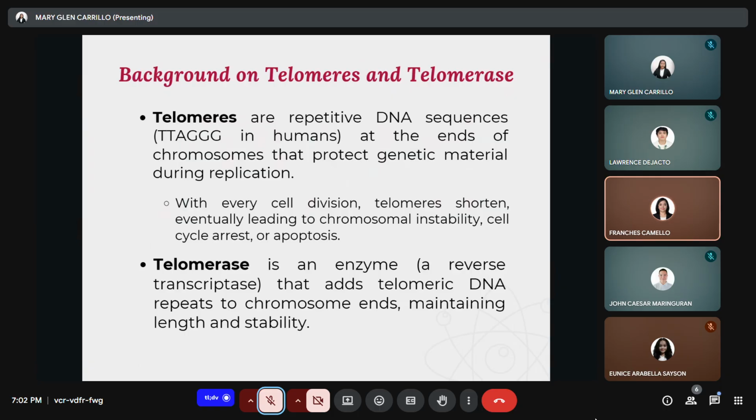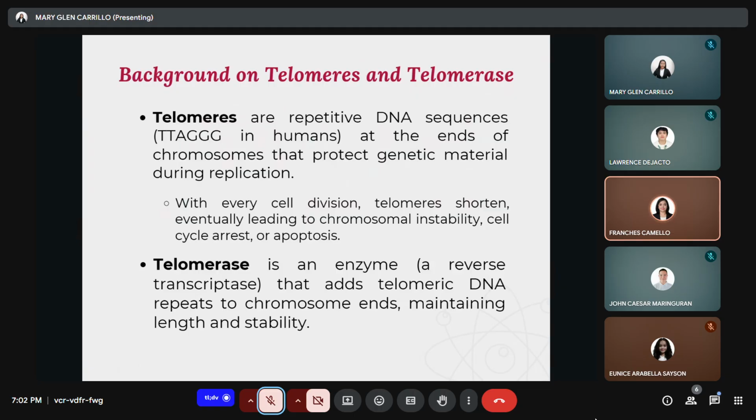So, telomeres are repetitive DNA sequences located at the ends of our chromosomes, and their job is to protect the chromosome ends from being damaged or mistaken as broken DNA. We can think of them as the plastic cups on shoelaces that prevent fraying.